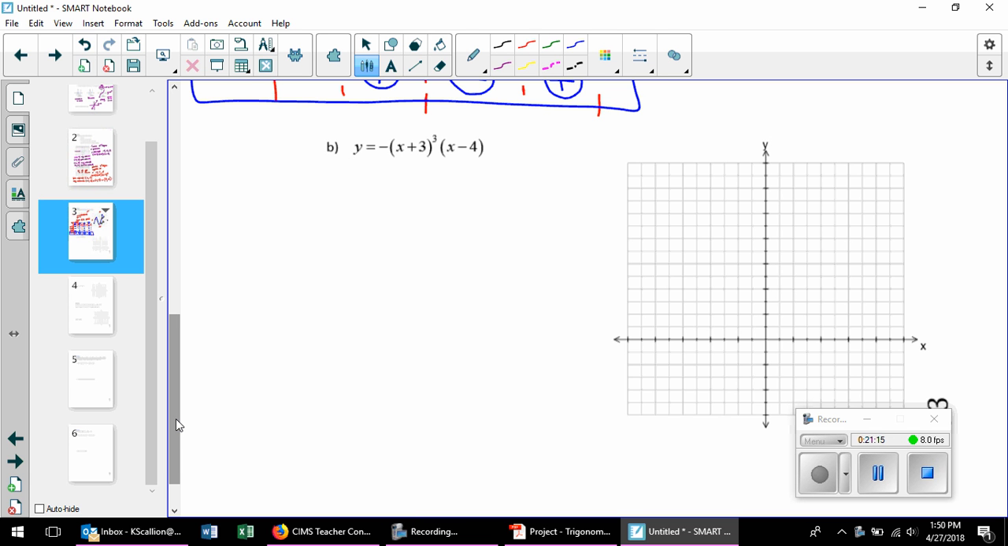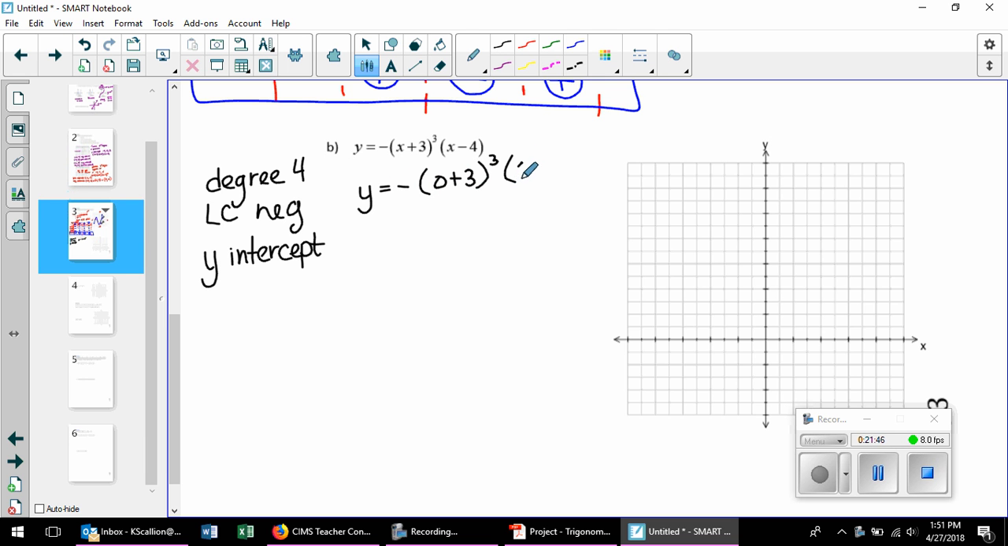What's the degree of this one? 4. What's the leading coefficient? Negative. What's the y-intercept? Okay, so how did you do that? Yeah, there's notes from last year. That's kind of a pain. Are you almost done? Okay. So it still works.